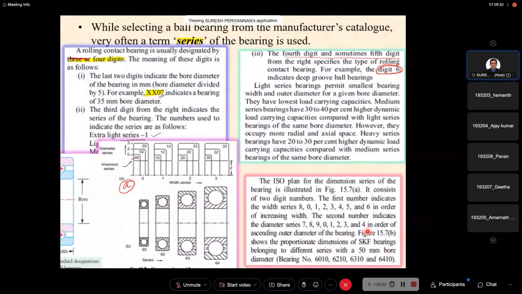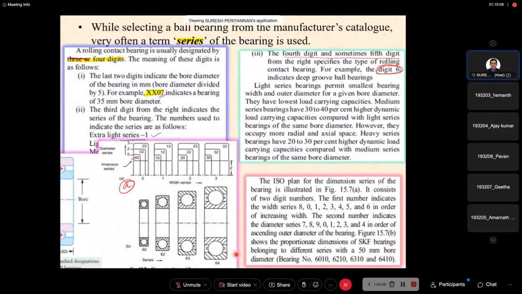See here, now I come to this. This is the light series bearing, because the bearing is small, the diameter is small. That's what we are saying, it is increasing. See here, the second number 0, 2, 3, 4, the diameter is getting increased. But the inner diameter is the same. For this bearing, with the same inner diameter, we can go for light weight. But if you go for this bearing, with the same inner diameter, we can go for heavyweight, heavy series, but the bearing dimension is more.